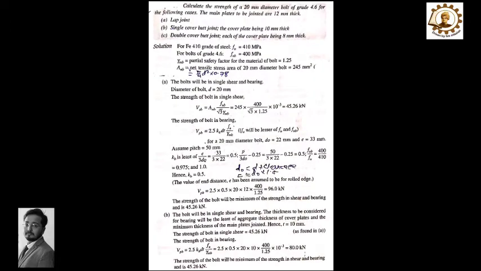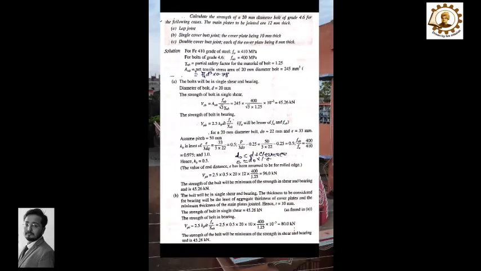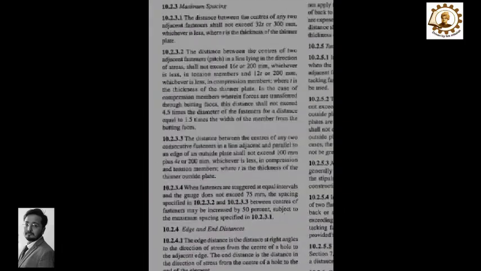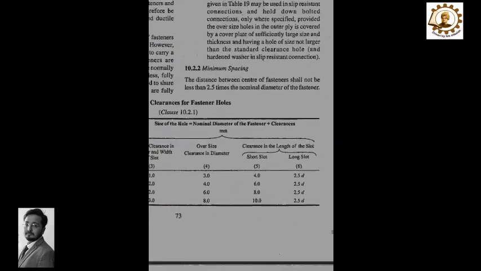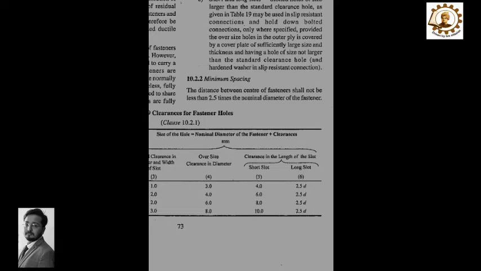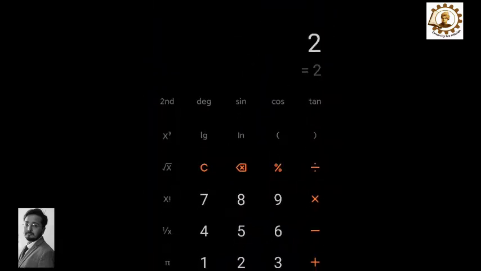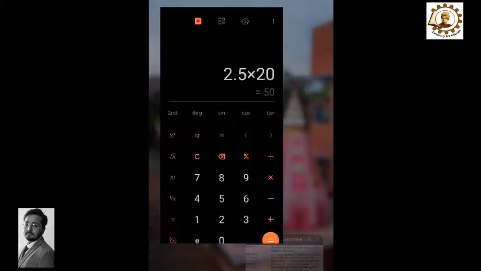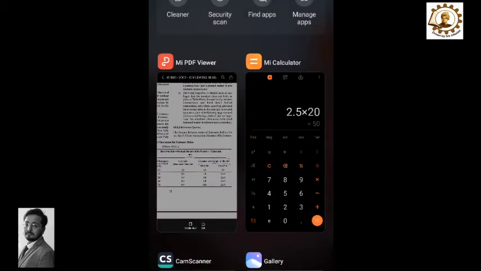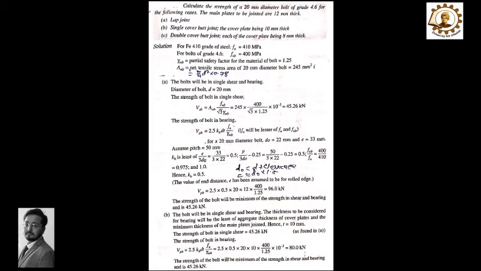So 33 mm. Now the pitch, as per IS 800 2007, the minimum pitch distance is 2.5 times the nominal diameter. So 2.5 into the nominal diameter, 20, is 50 mm. This is the minimum pitch distance. We may consider a slightly greater amount also. This is the minimum value.